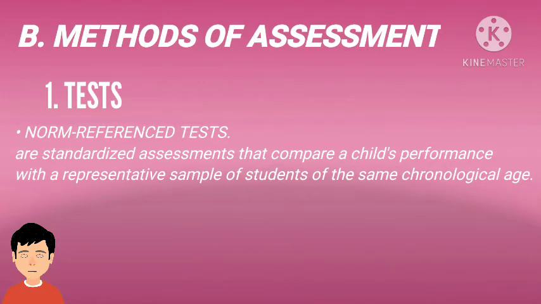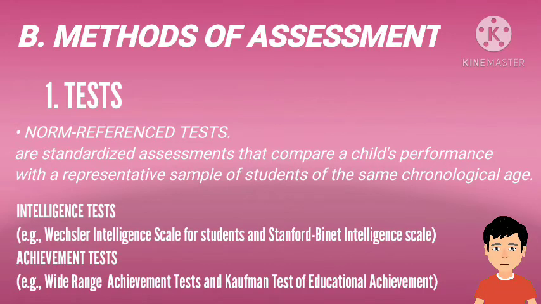Examples of norm reference tests are: number 1, intelligence tests. For example, Wechsler Intelligence Scale for Children and Stanford-Binet Intelligence Scale. Number 2, we have achievement tests. For example, Wide Range Achievement Test and Kaufman Test of Educational Achievement.